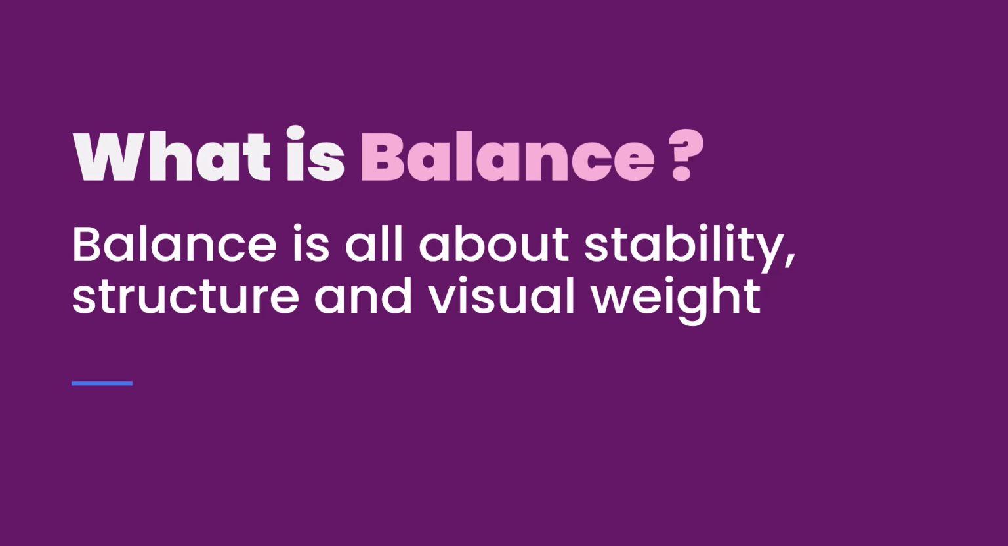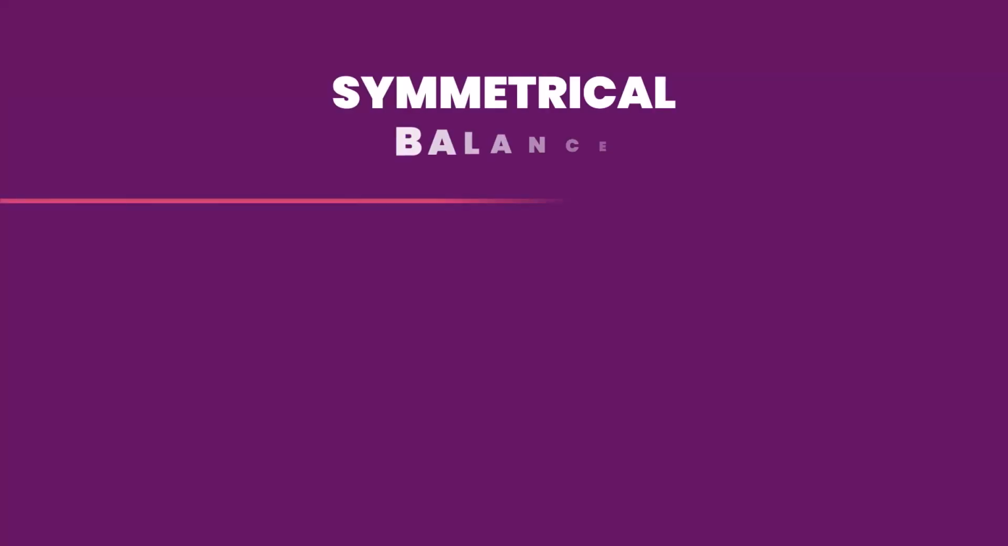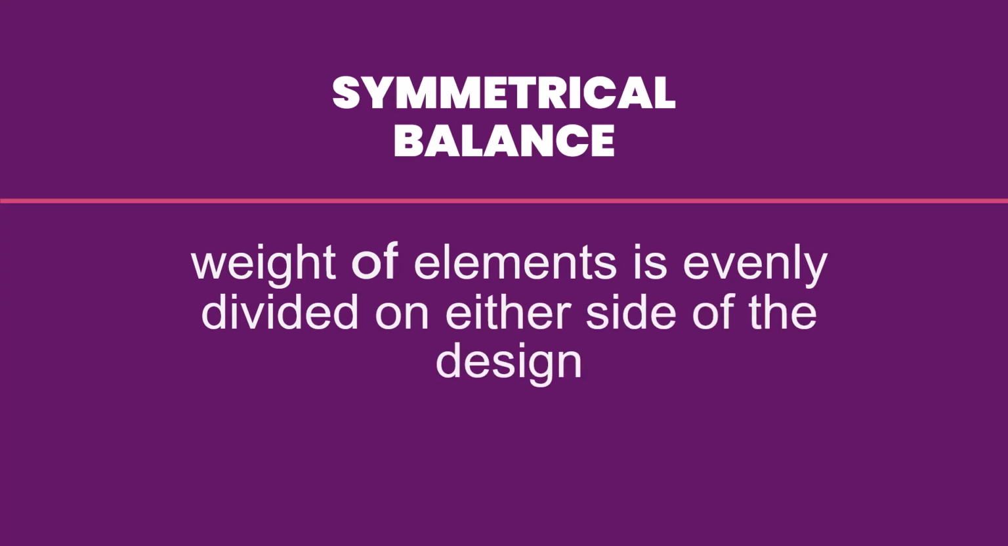So how do you actually create balance with your designs? You can create balance using position, using size, using value, color, shape, or you could use texture in order to create balance. Now, there are three types of balance. We have symmetry, we have asymmetry, and we have radial balance. So symmetrical balance is all about distributing elements evenly. It's more like a mirror effect.